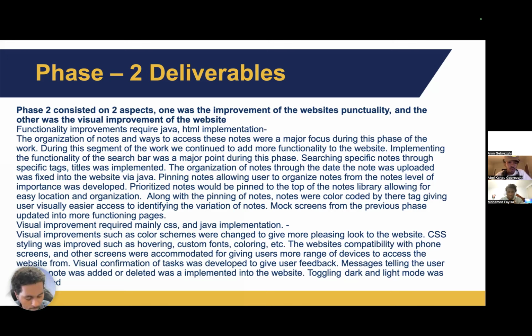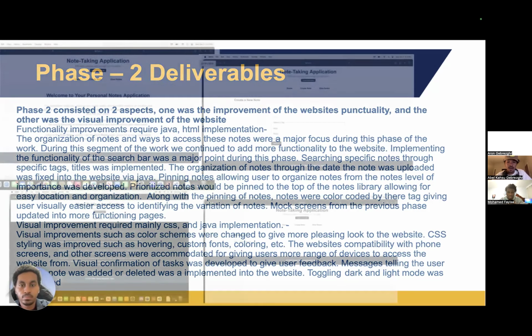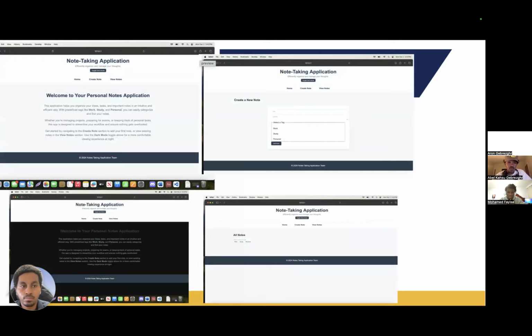And then for the visual improvements, we did custom fonts. We had coloring schemes changed. As you can see in the last slide, it was all neon green. I'll show you in the next slide. We got a way better website design. It's not really shown in here, but our website also had feedback. So if the user typed in a note and then saved it, it would say note saved, etc. Same thing if it deleted.